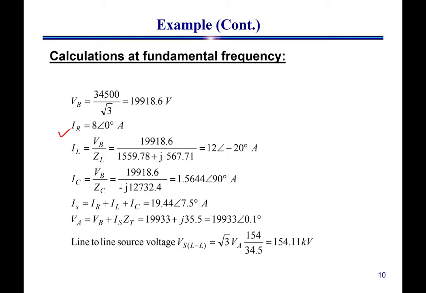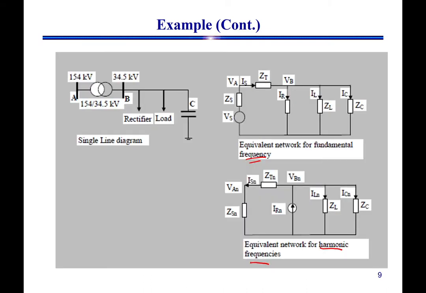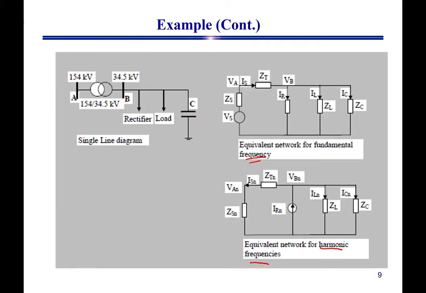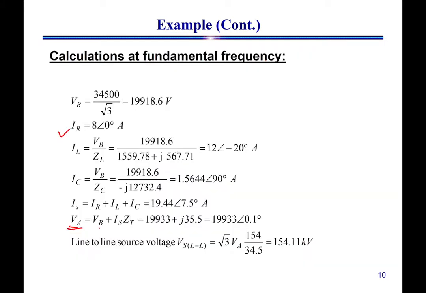So that will give us the source current, and then we would like to also calculate the voltage at each node. Of course, VB is already given. VA can be calculated as the voltage at node B plus the voltage drop across the transformer. So VB, which is the phase voltage, plus the voltage drop across the transformer, which is IS times ZT. So that will give us the voltage at point A, or at node A.